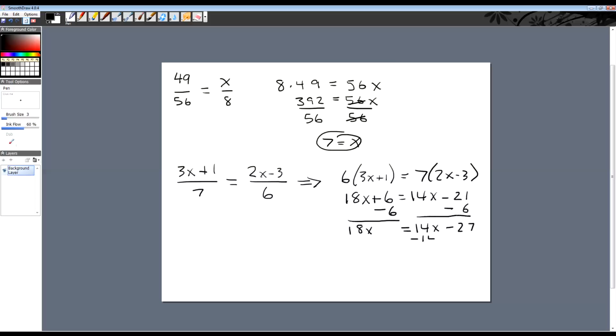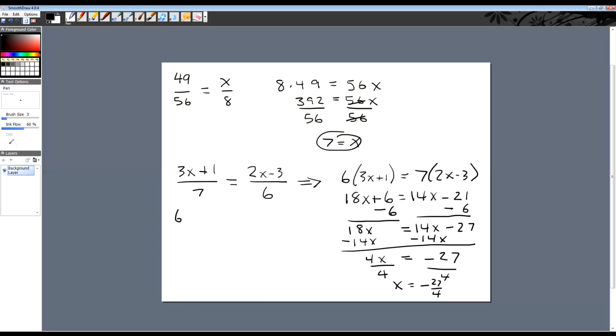Now let's remove 14x from both sides, and this gives us 4x equals, again, 14x minus 14x is 0, so 4x equals negative 27. So we divide both sides by 4, and x equals negative 27 over 4. Remember what we have to do. We have to go back into the original equation and see if negative 27 fourths is the true answer.